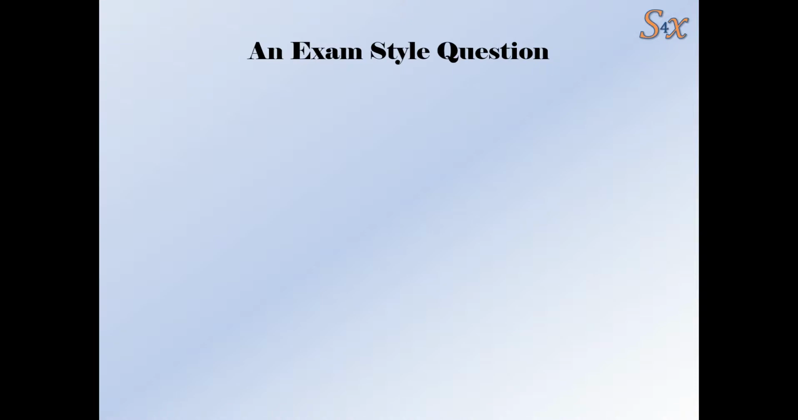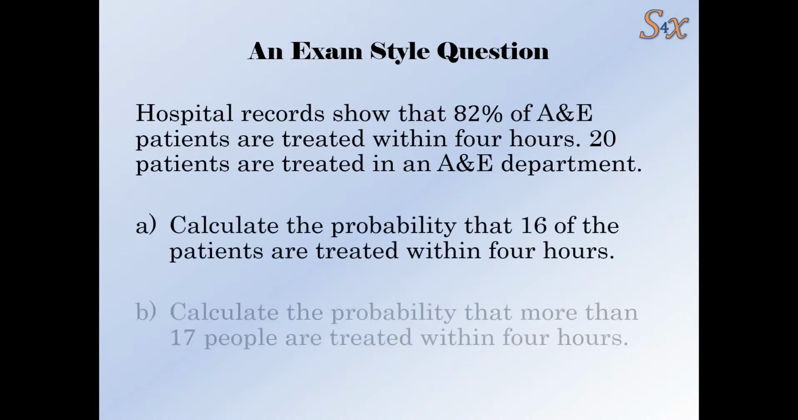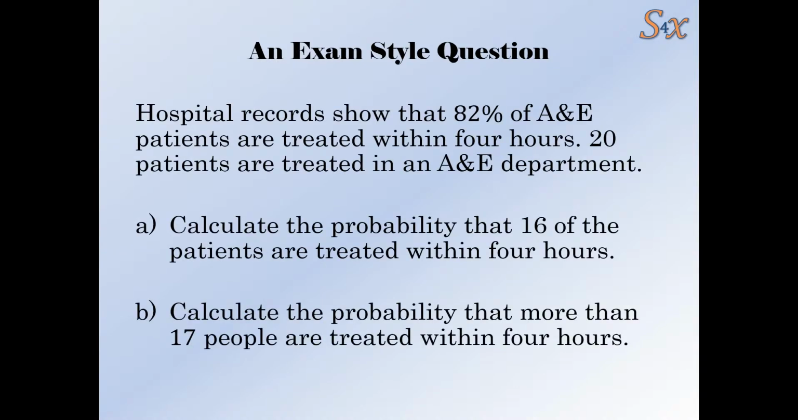So, an exam style question. We've already done a couple, but here's one for you to have a look at. A hospital records show that 82% of A&E patients are seen within 4 hours. 20 patients are treated in an A&E department. What's the probability that 16 of the patients are treated within 4 hours? So that's exactly 16. As a bit of a hint here, we want the probability x equals 16.